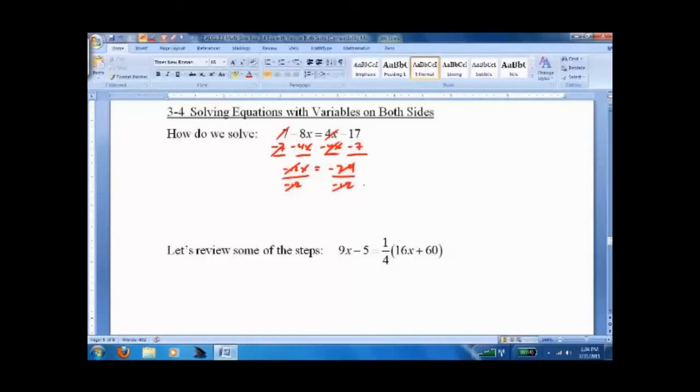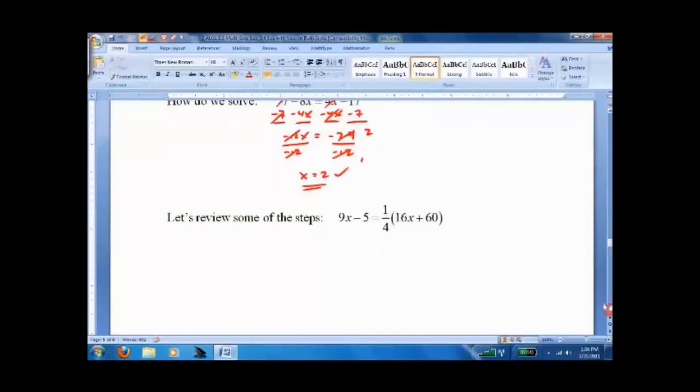Cancel 1, 2, x equals 2. 7 minus 8 times 2, -16, plus 7 is -9. And 4 times 2 is 8, minus 17 is -9. Checks.